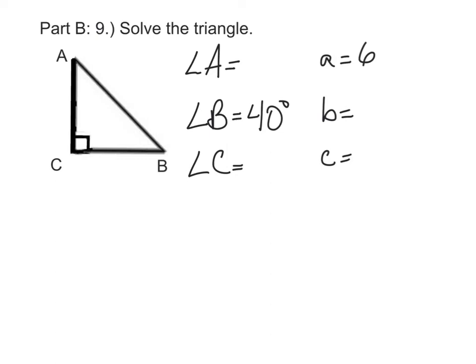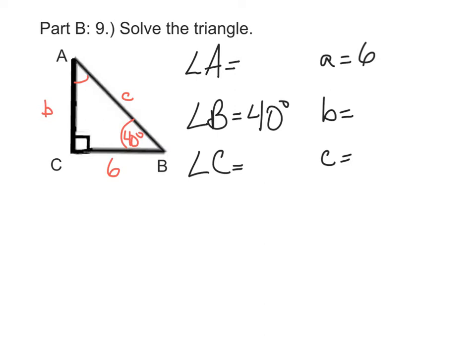In problems 9 and 10, we're asked to solve the triangle, which means to find all of the missing side lengths as well as angle measures. So a good first step is to just go to your picture and fill in all of the numbers that we do know. For instance, we know that angle B is 40 degrees. We also know that side A is 6. That means the side opposite angle A is 6. The side opposite angle B is B, and the hypotenuse is C.